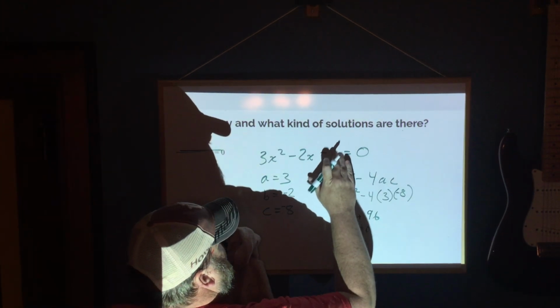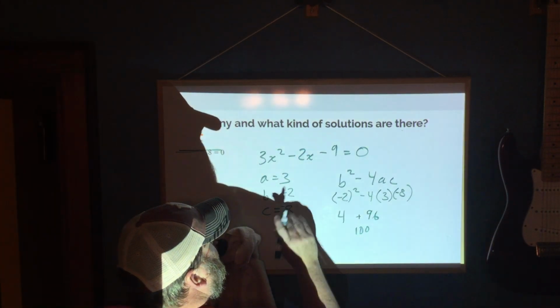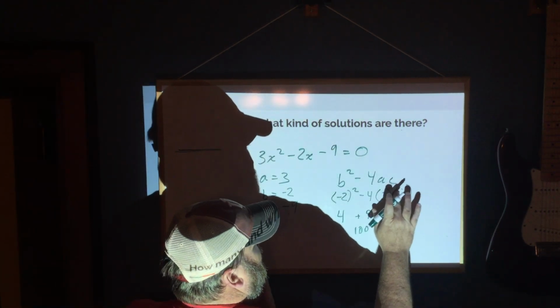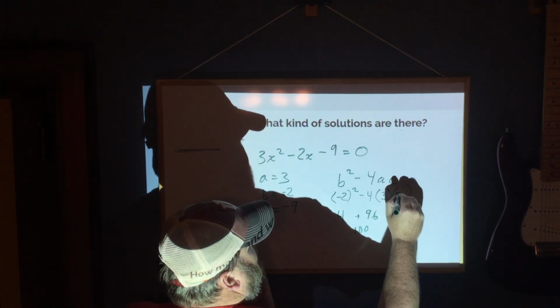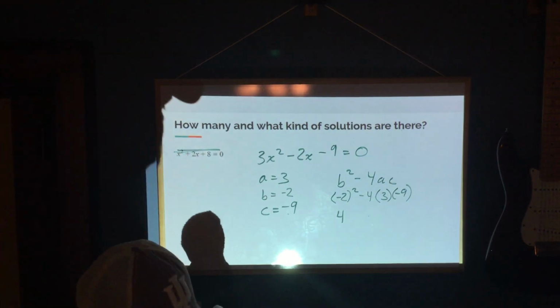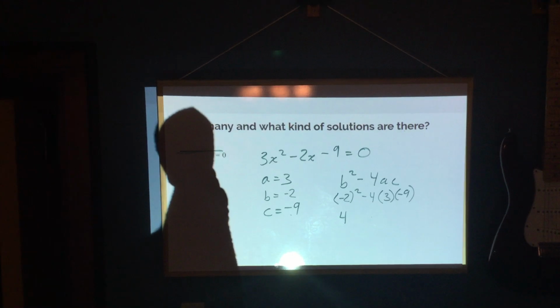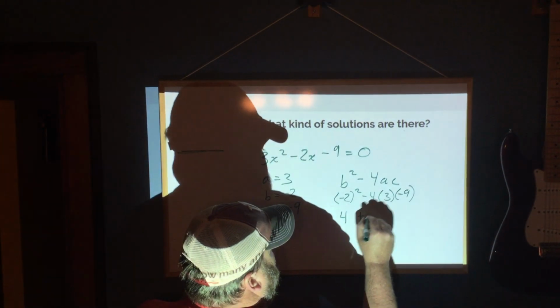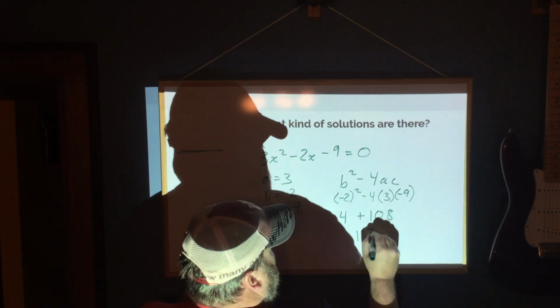So let's make this 9. I forgot to make an example like this, so I'm trying to ad-lib. Let's make that 9, so we'll get different numbers here. So 4 times 3 times 9, that's plus 108. And now we get 112.